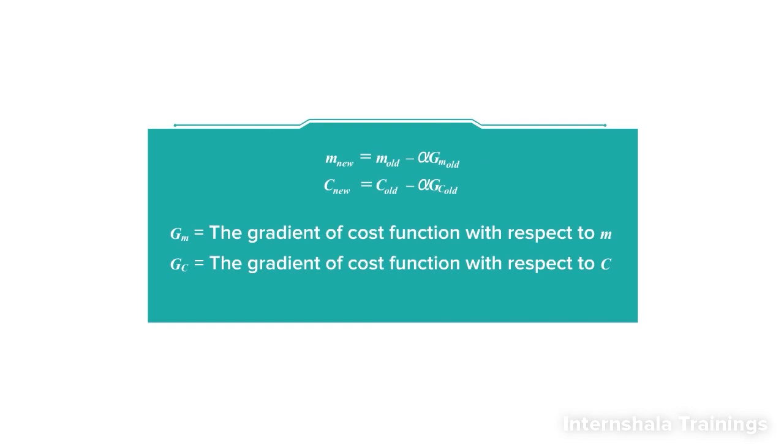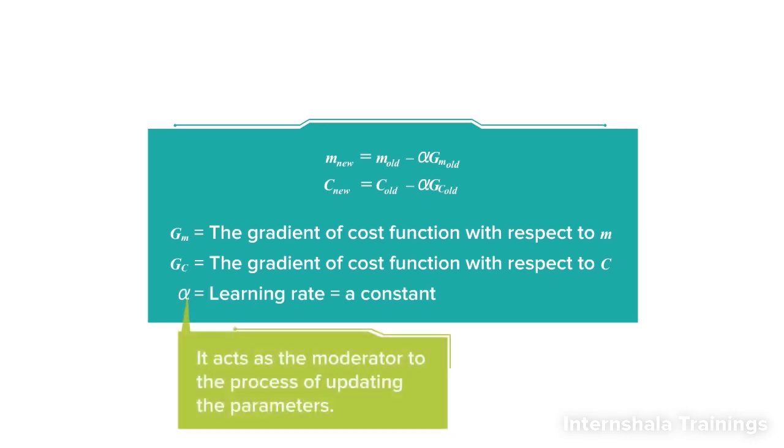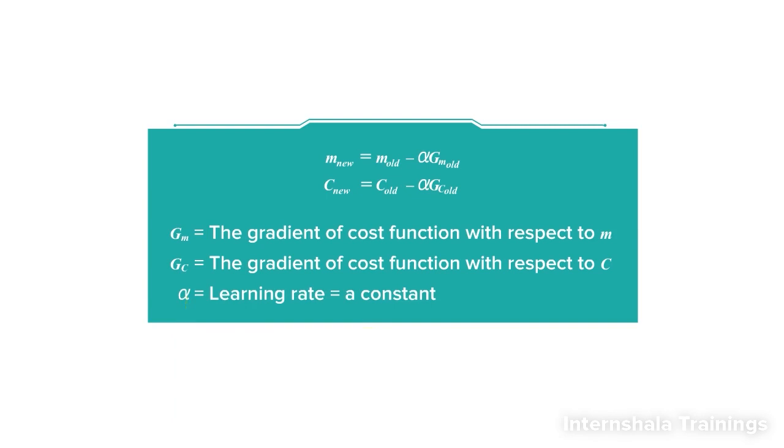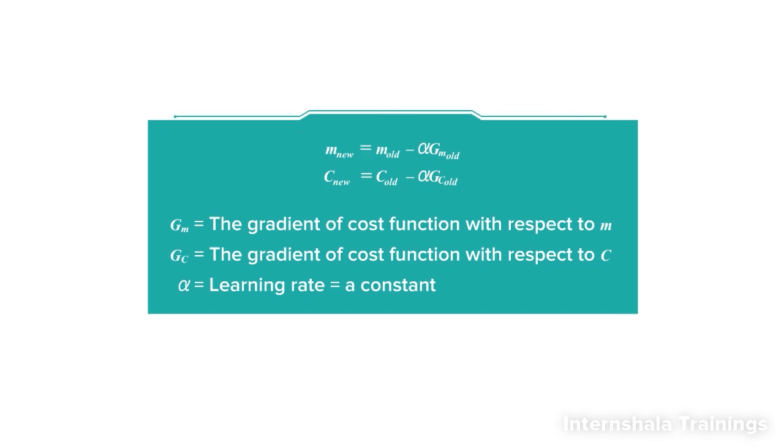Now, you might be wondering what the alpha is. Alpha is called the learning rate, and it is a constant that we set to a small value. It acts as the moderator to the process of updating the parameters, that is, it controls how big the change between old and new value should be so that we reach the minimum value gradually.